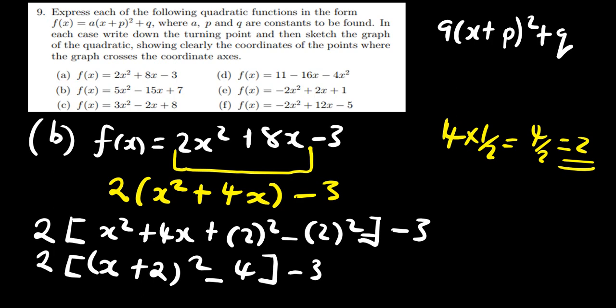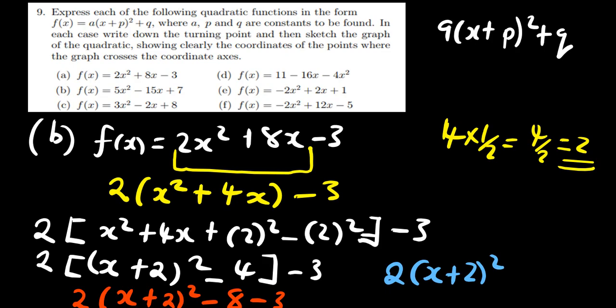Then I'm going to now distribute the 2. Okay, when I distribute the 2, I'm going to have 2 x plus 2, this is squared, minus 2 multiplied by 4, that is like 8. Okay, minus 3. Therefore now our final answer will now be 2 x plus 2 squared negative 8 negative 3, that just gives me a negative 11. Okay, so this is our final answer.